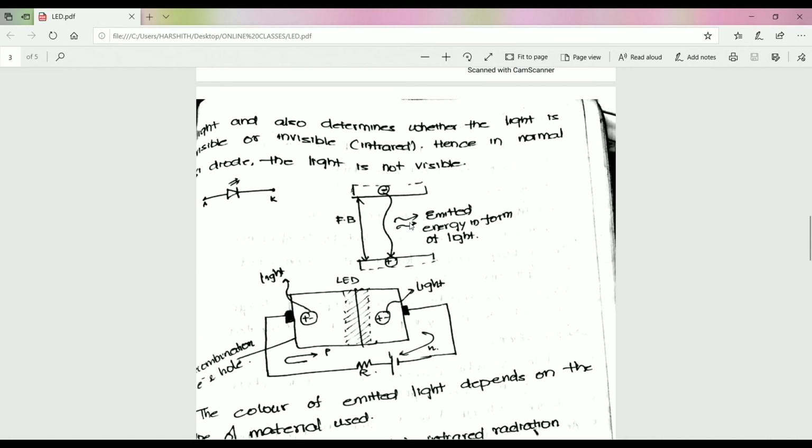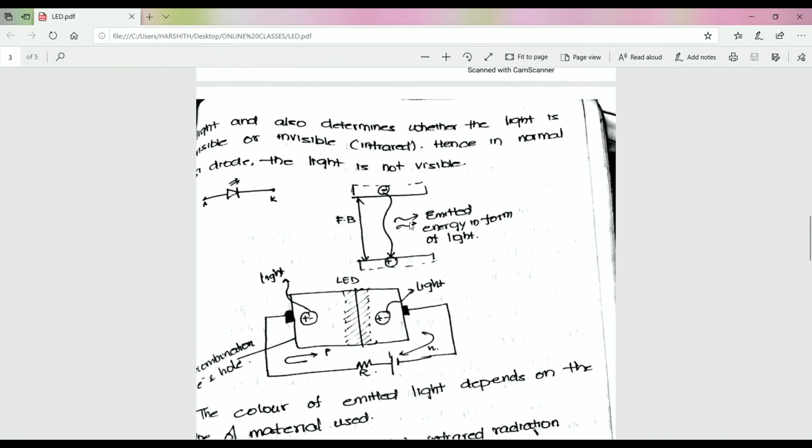The wavelength determines the color of the light and also determines whether the light is visible or invisible, such as infrared. Various impurities are added during the doping process to control the wavelength and the color of the emitted light.